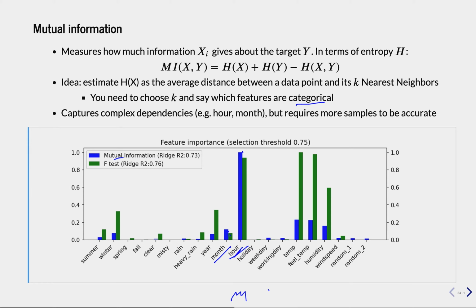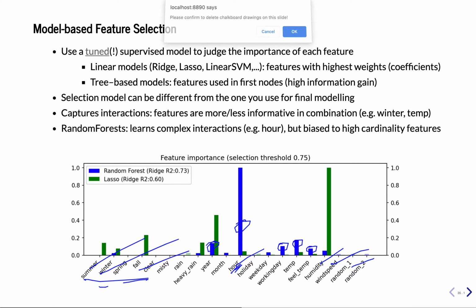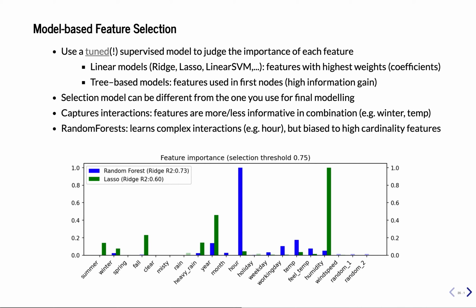Right. So it's typically, not always, but typically a better technique. It's also a bit more expensive to compute, and you do need sufficient data to have good estimates about this. Okay, now much more frequently used are model-based feature selection techniques.